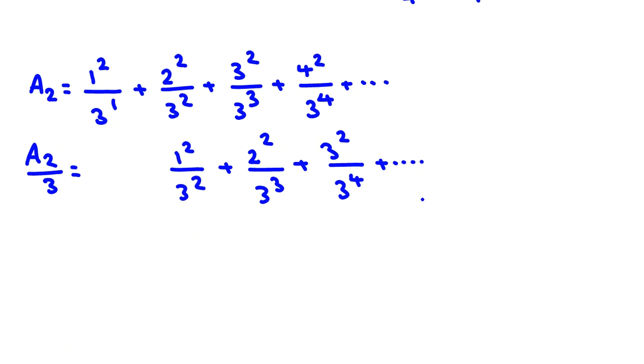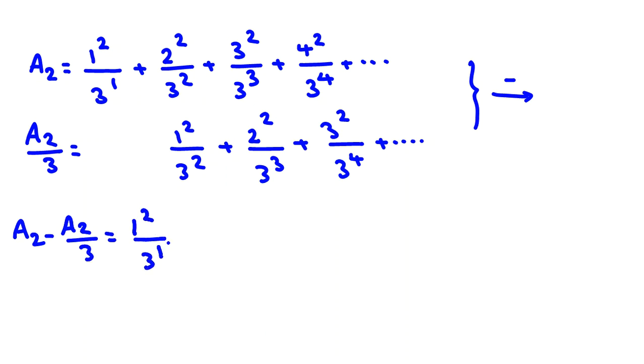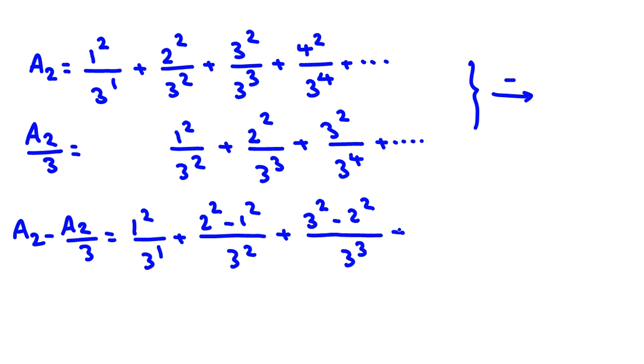And then, if we subtract this minus this, a2 minus a2 over 3, it will be what? 1 squared over 3 to the 1 plus 2 squared minus 1 squared, plus the next one, 3 squared minus 2 squared over 3 cubed, plus the next one, 4 squared minus 3 squared over 3 to the 4, and so on.